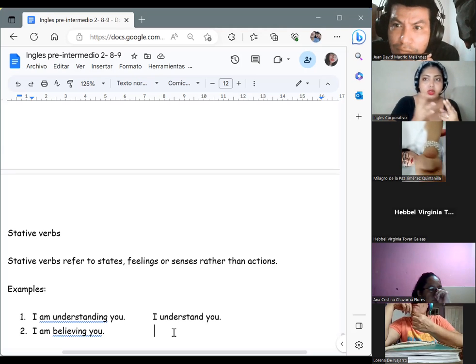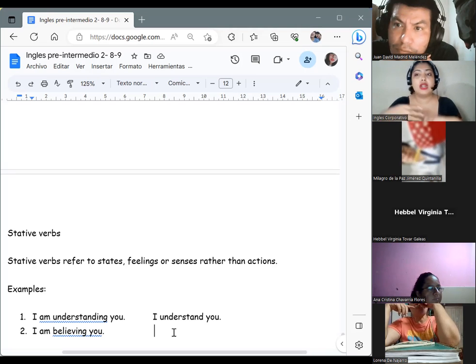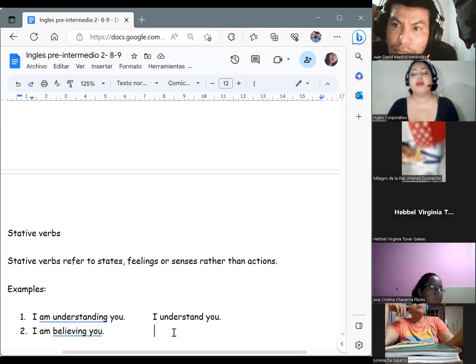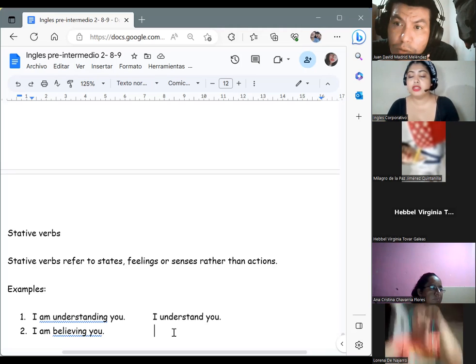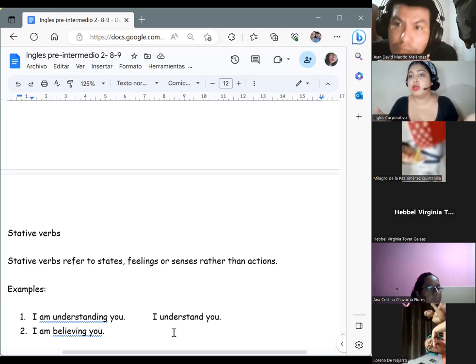Ya que tenemos dos caras de una misma moneda. The formal English and the informal English. In the formal English, we can follow a lot of rules. But in the informal English, the main thing is people can understand what I am saying, and that is the point. Si me entiende, bueno, yo me estoy comunicando.